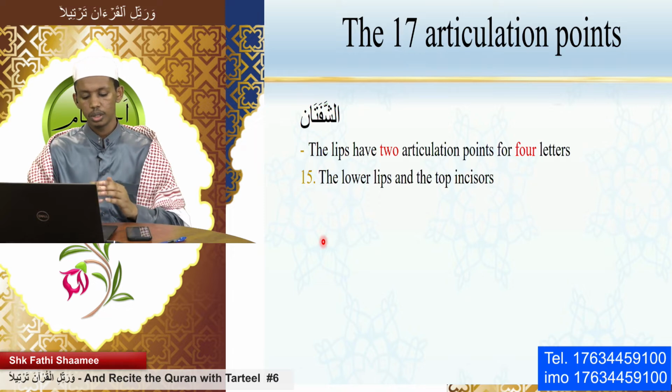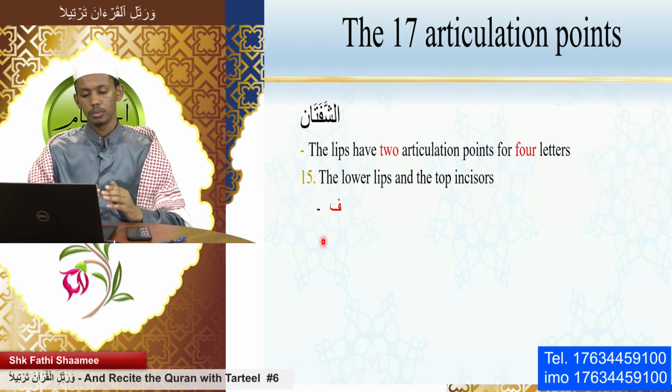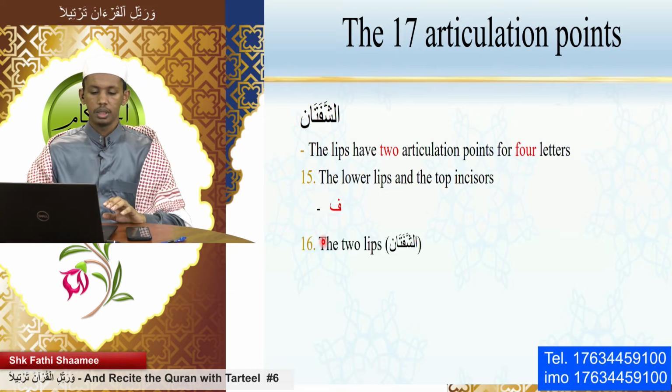So when the bottom of the lower lip and the top incisors come together, you produce the letter fa, f. When I say f, this is produced from the lower lip as well as the top incisors coming together.